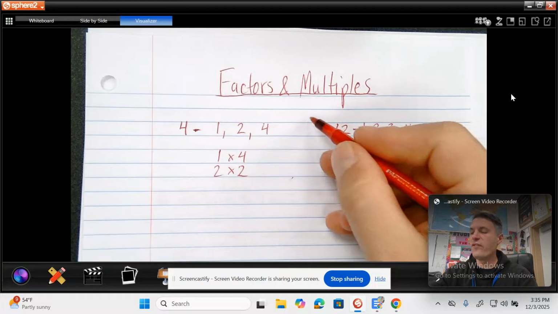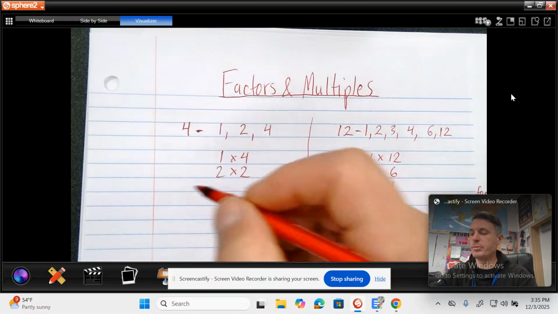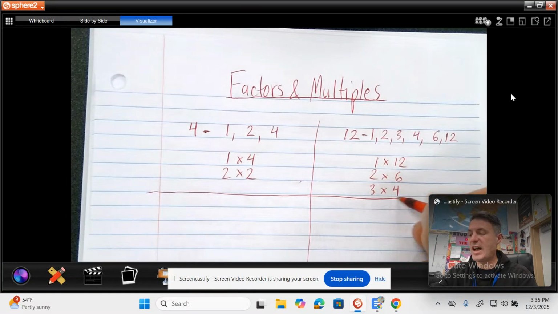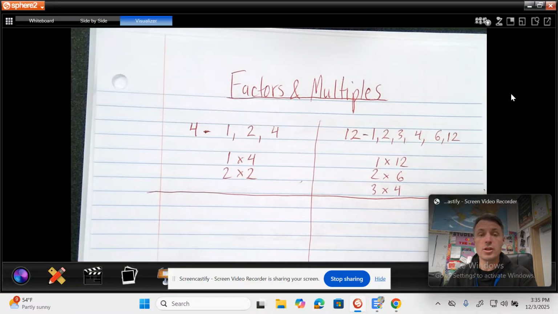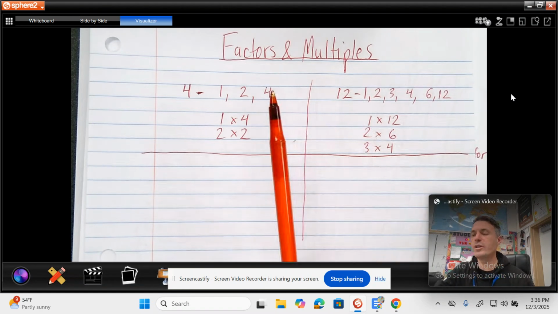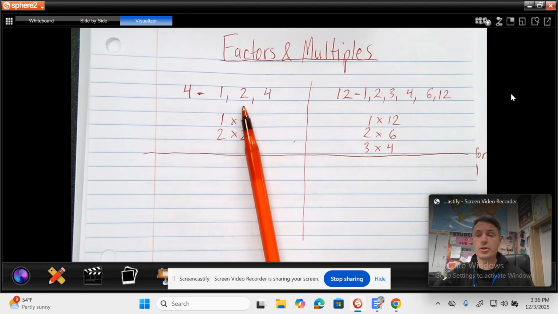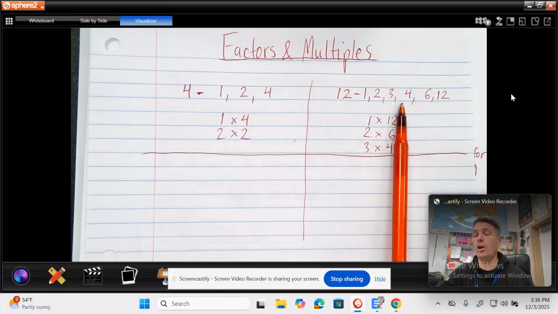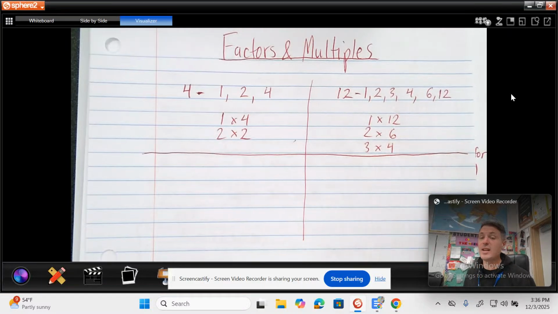So that's what factors are, but what about multiples? We just listed the factors of 4 and the factors of 12. Now let's list the multiples of 4 and the multiples of 12. One thing that's important to keep in mind before we even start is that while we could list all the factors of 4 and all the factors of 12, we cannot list all the multiples of 4 or all the multiples of 12. And that's because multiples actually go on forever.